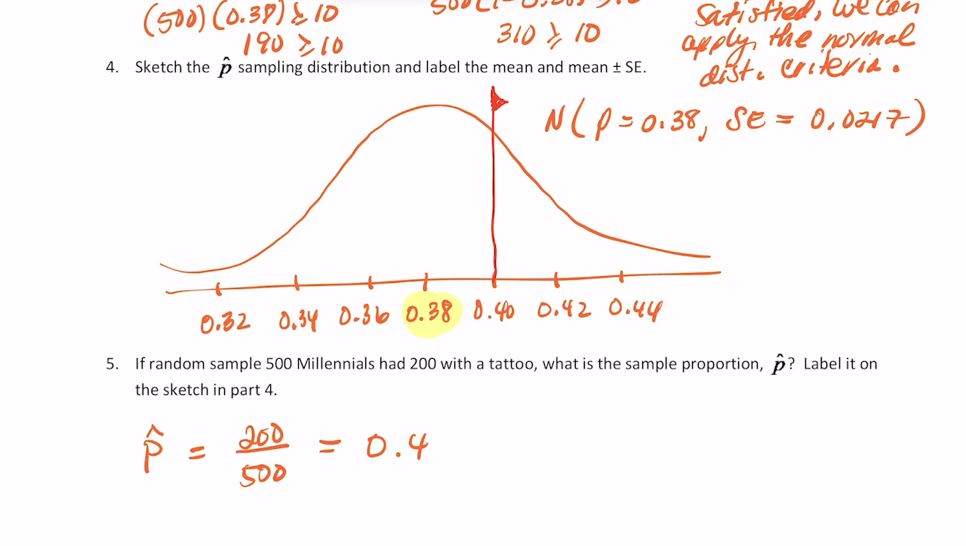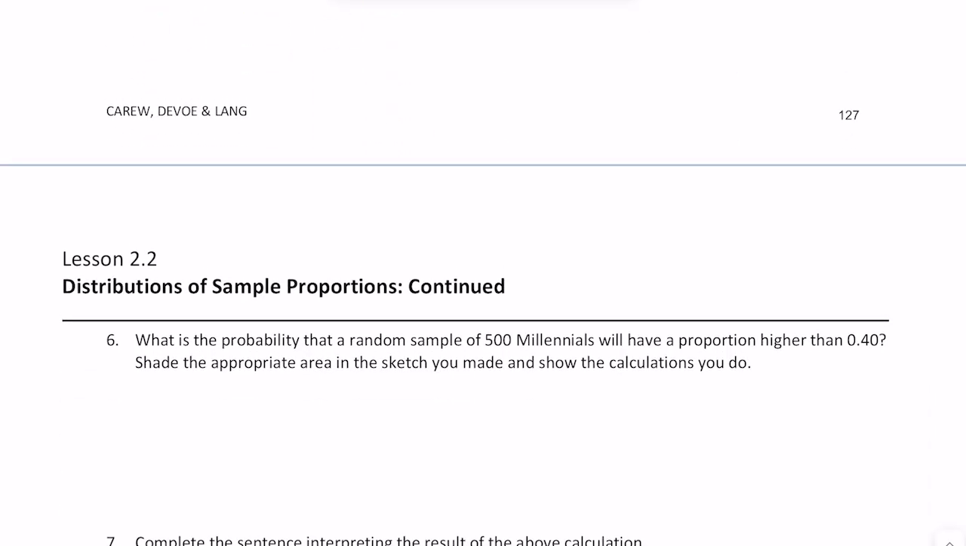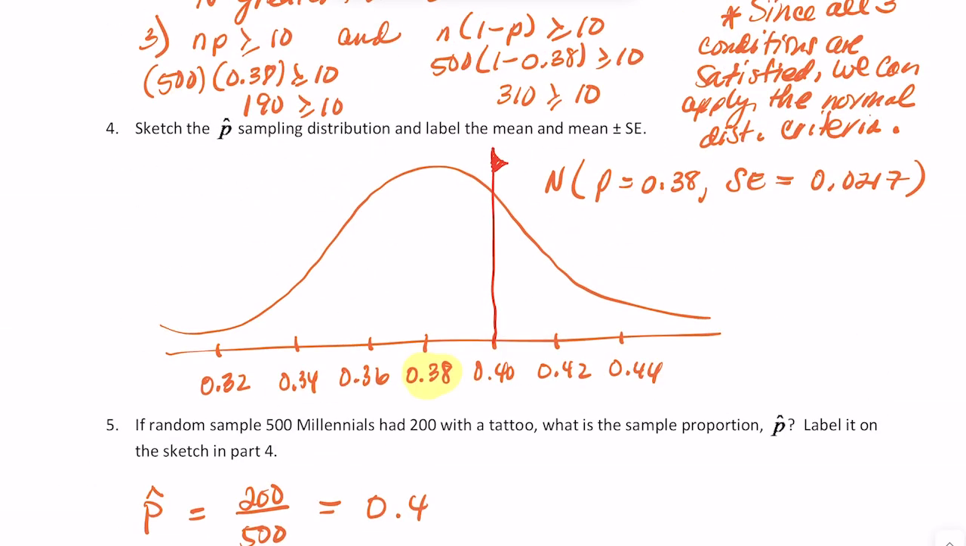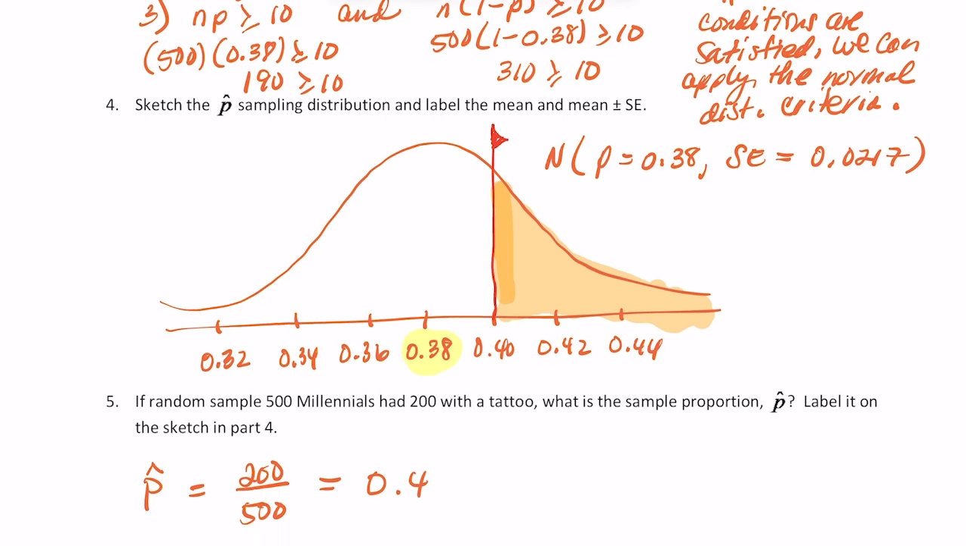Okay, we want to find the probability that a random sample of 500 millennials will have a proportion higher than 0.40. Shade the appropriate area in the sketch you made and show the calculations. So here we want to find this area, okay, higher than that. And we're looking for the probability, which remember, it means the same thing as percentage, proportion, area. They all mean the same thing. So how do we do that?